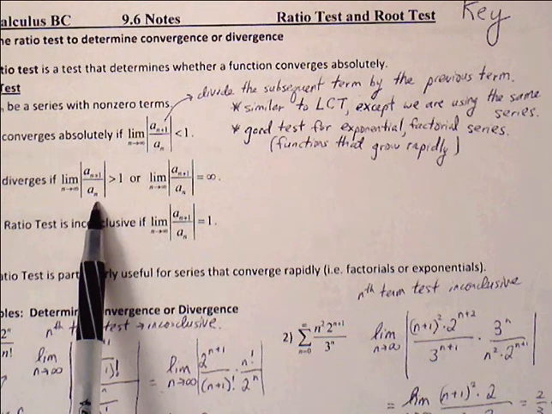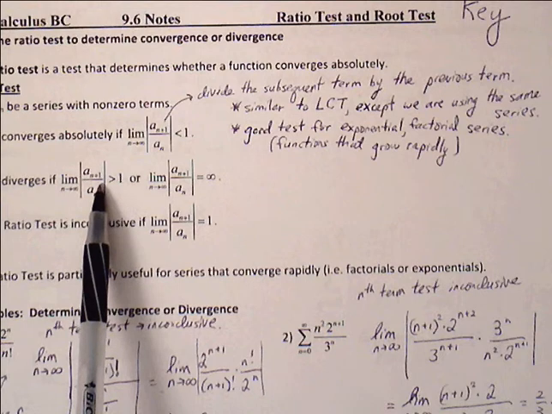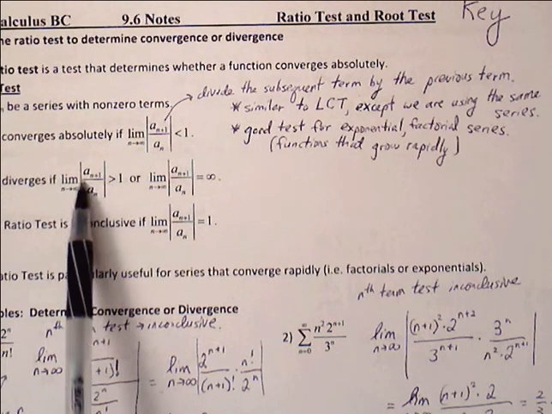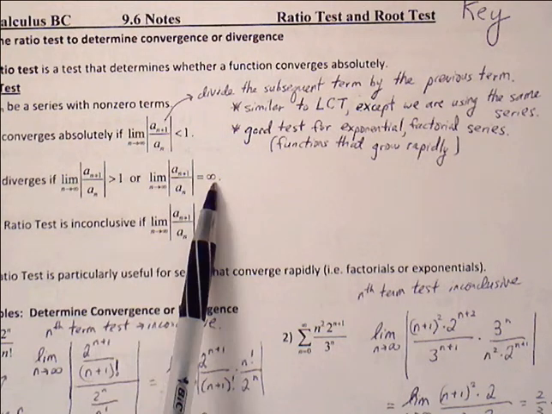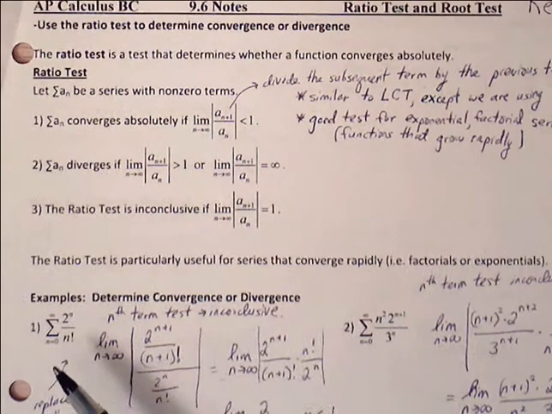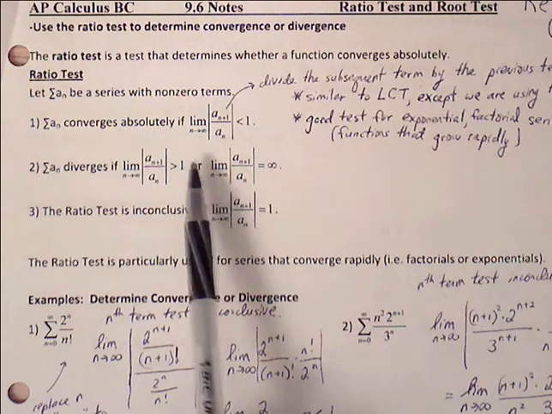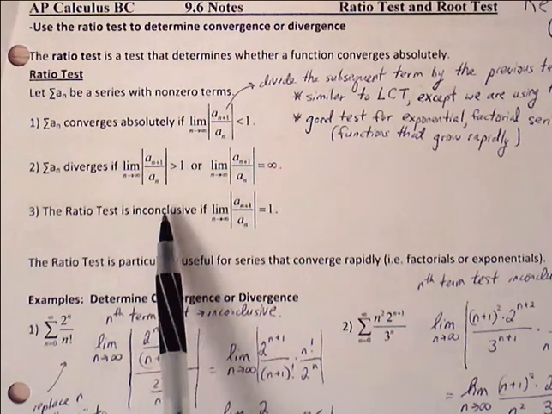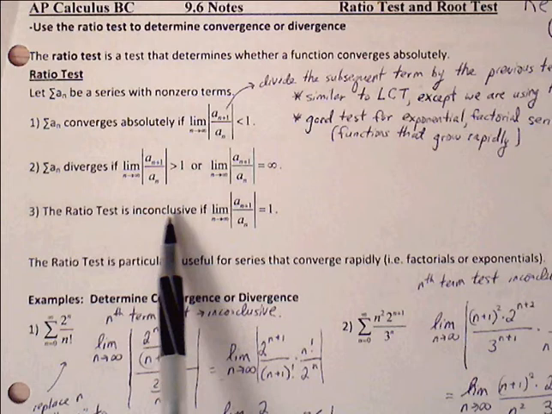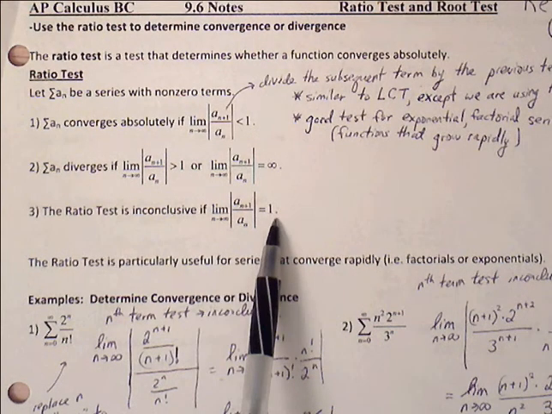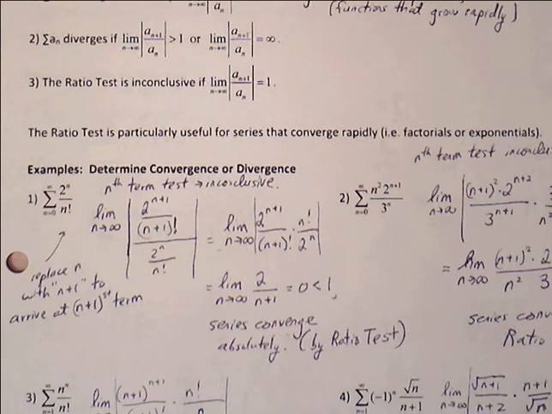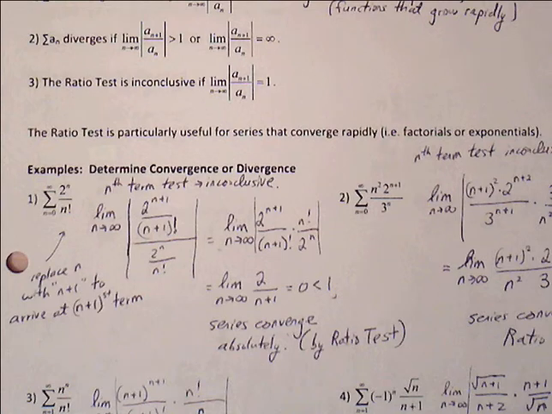But if the limit as n approaches infinity of that ratio comes out to be a value that's greater than 1 or infinity, then we know that the series will diverge. And finally, the ratio test is inconclusive if the limit of the ratio is equal to 1. So again, it's particularly useful for series that grow rapidly, such as factorials or exponential functions.